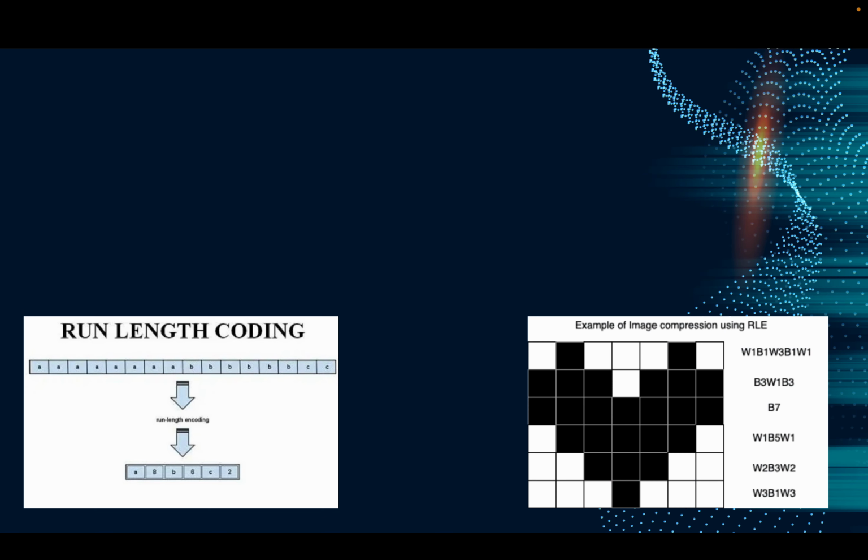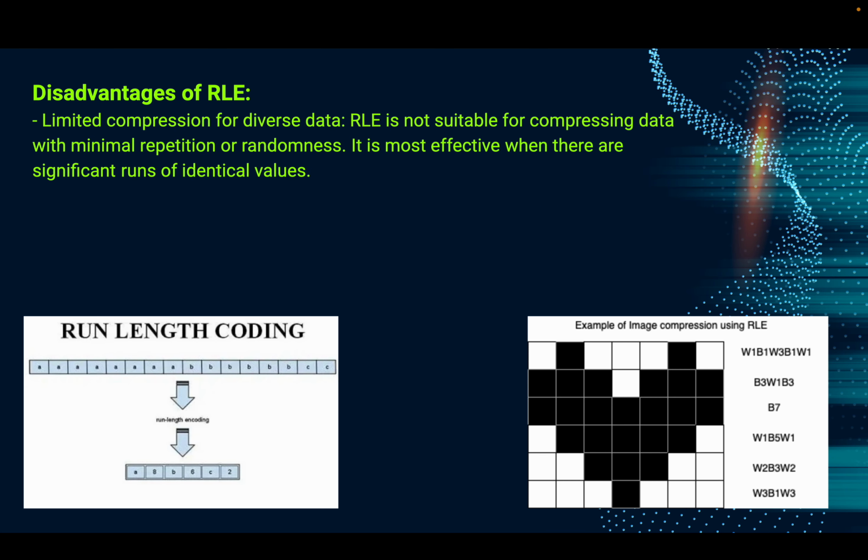Have a look at the image on the bottom right corner of your screen. Instead of representing it in a 4A, 4B, 4C format, we can use this representation also: W1, B1, W3, B3. So let's understand the disadvantages of RLE.